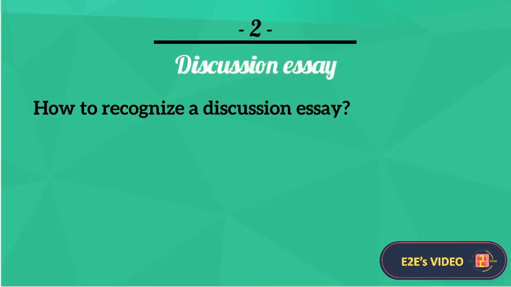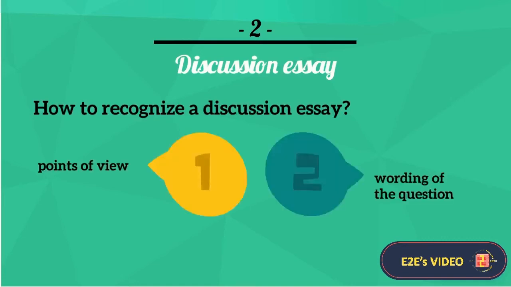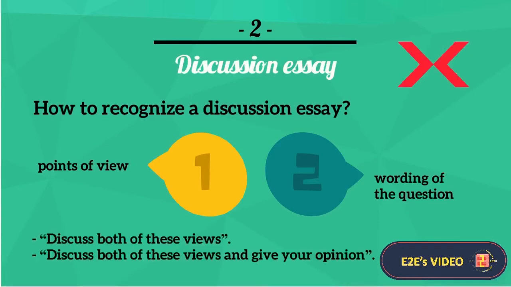The answer lies in two key factors: the points of view and the wording of the question. In each discussion essay, the prompt will usually present two opposing points of view. The question will often be written like this: discuss both of these views, or discuss both of these views and give your opinion. Now, in order to test your understanding, let's do a small exercise to see how well you identify a discussion essay.